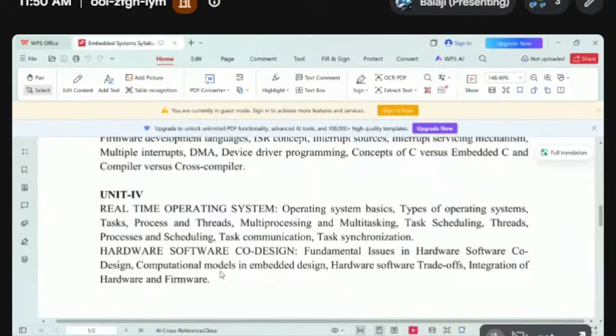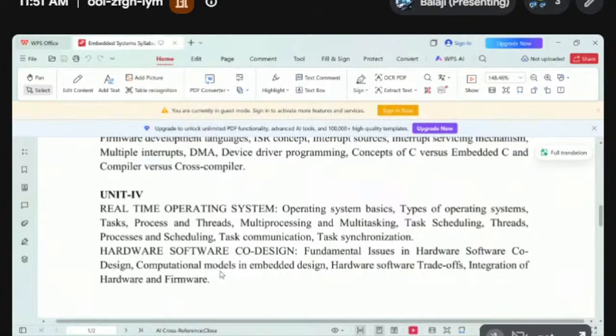After that, the concept of multiprocessing as well as multitasking, how we are going to perform it with the help of RTOS. As we have some tasks, we have so many scheduling algorithms, right? That type of concept will be covered. One more thing: threads, processes, and task communication, as well as task synchronization.